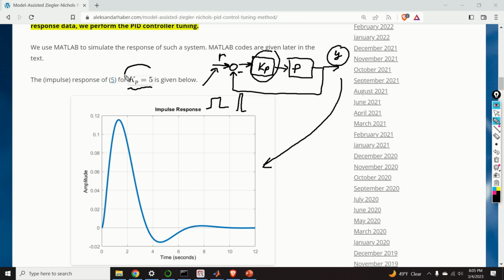So for Kp equal to 5, you will see that the output goes up, and after some time, the output goes down and it goes to 0. This means that this value of Kp is not producing stable oscillations. That is, for this value of Kp, the system is asymptotically stable. So we need to increase the value of Kp.